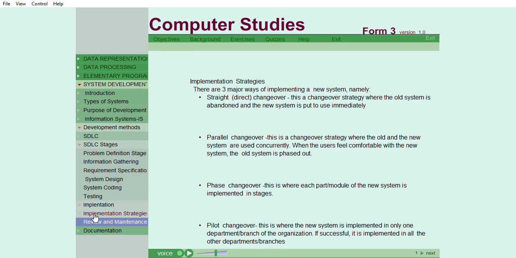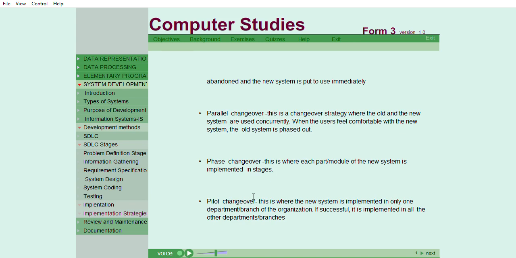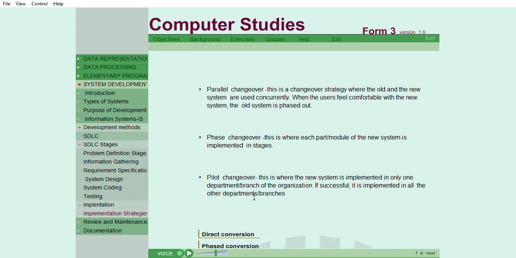This is a changeover strategy where the old system is abandoned and the new system is put to use immediately. Parallel changeover. This is a changeover strategy where the old and the new system are used concurrently. When the users feel comfortable with the new system, the old system is phased out.